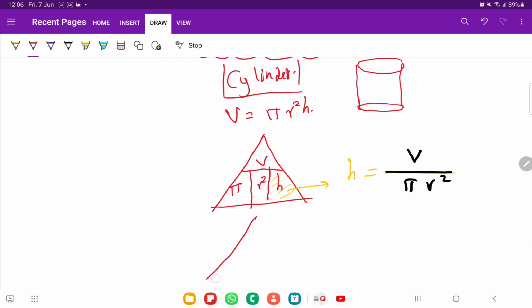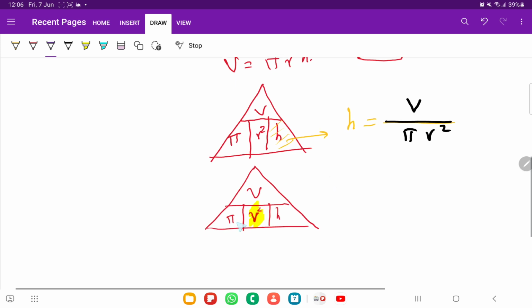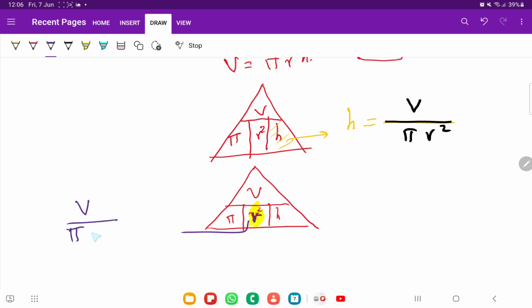Let's do the triangle again. The same triangle. Volume is pi r squared h. But this time I need to find the radius squared. How do we find it? This is the radius. Volume over pi h. This is what the radius squared equals. Take care.